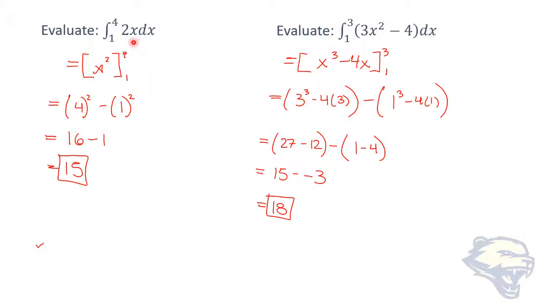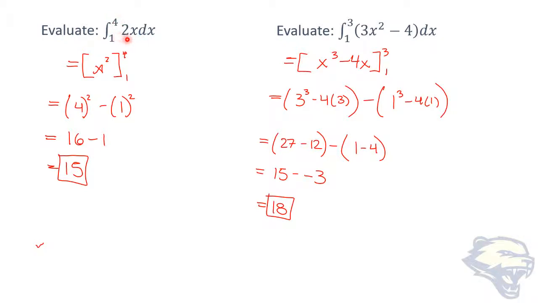Okay, so the first step here, the notation is going to look a little different from what we've done in the past, but the process is still the same. We're still finding an antiderivative. That's always going to be step one with these. So focusing on my integrand for a moment, right? I've got here the definite integral 1 to 4 of 2x dx.